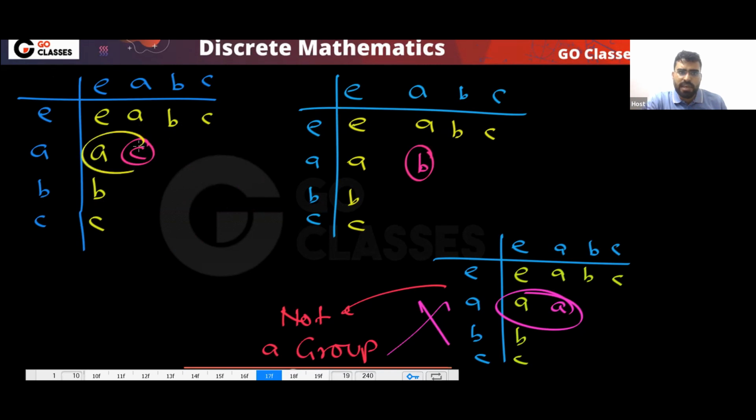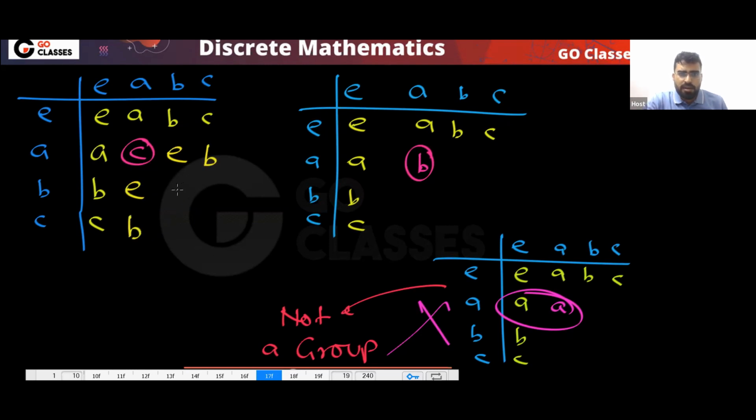See, A comma C we have. So B comma E is remaining. Can I put B here? No. I have to put E here. Only E. There is no choice. Now tell me, can I put B here? No, I have to put E here. Then I have to put B here.